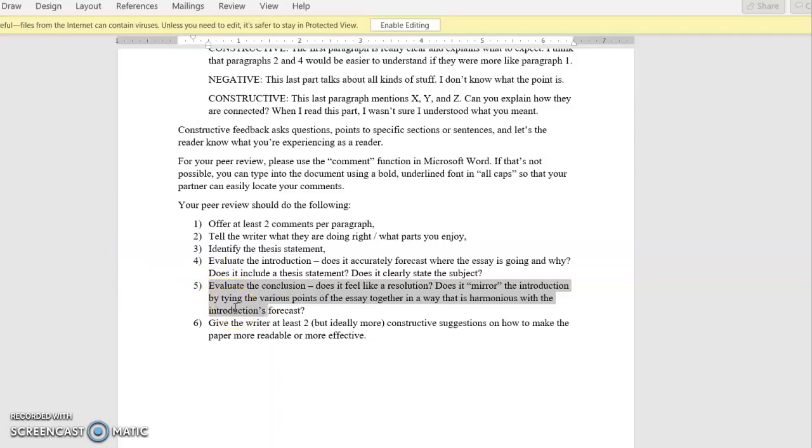Does it feel like a resolution? Does it mirror the introduction by tying various points of the essay together in a way that is harmonious with the introduction's forecast, right? If you get to the ending and it seems like it's opening a whole different paper, or the ending belongs to a different paper that didn't start where the paper started, then there's a problem. You really want the ending to tie everything up into a nice bow, and say: this is where we started, these are the points that we've made, and this is the conclusion or resolution that we get from having read the essay, right?